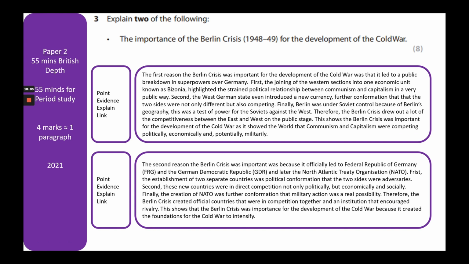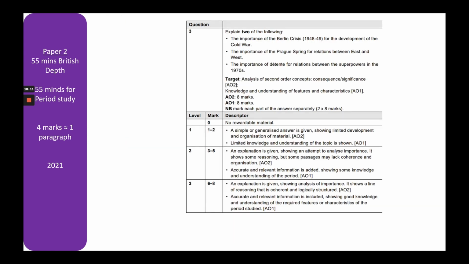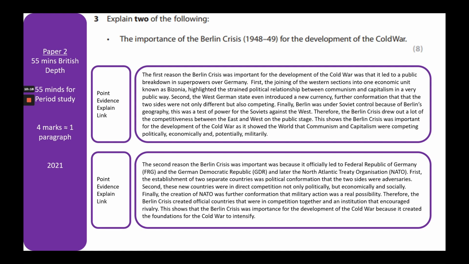Explain two of the following: the importance of the Berlin crisis for the development of the Cold War. I'm going to go through this now, and then after I will link it back to the exam question, which is on there. So the first reason the Berlin crisis was important for the development of the Cold War was that it led to a public breakdown in superpowers over Germany. First, the joining of the western sections into one economic unit known as Bizonia highlighted the strained political relationship between communism and capitalism in a very public way.